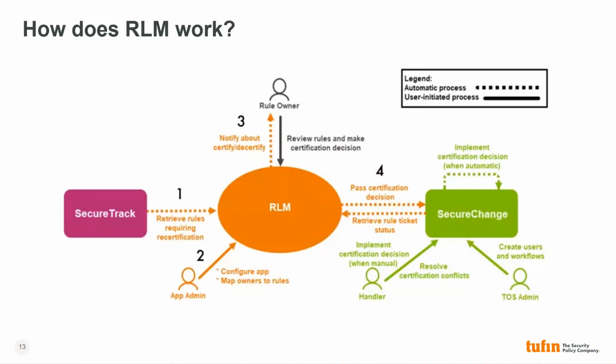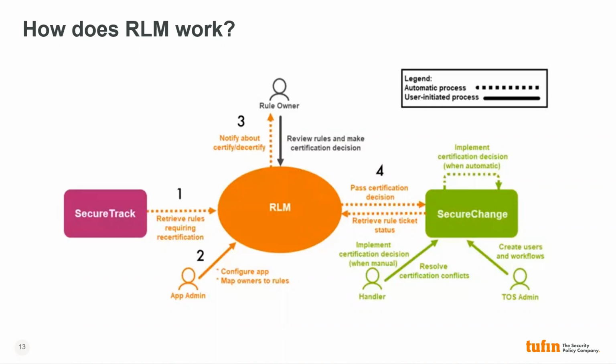So the RLM, armed with this knowledge of who owns rules, is able to then reach out to the rule owner and notify that rule owner that they have rules that need to be reviewed, right? To make sure that they're still serving the business function. The rule owner will be presented access to the console, right? So now we have a centralized console where everybody can work together. The rule owner comes to the console and makes the certification decision, either certify or decertify the rules based on their understanding as to whether or not they're needed or not.